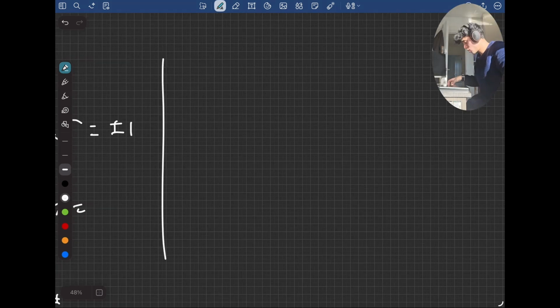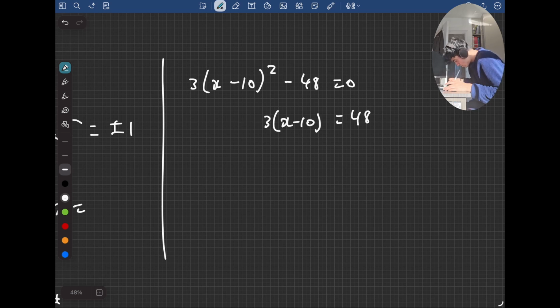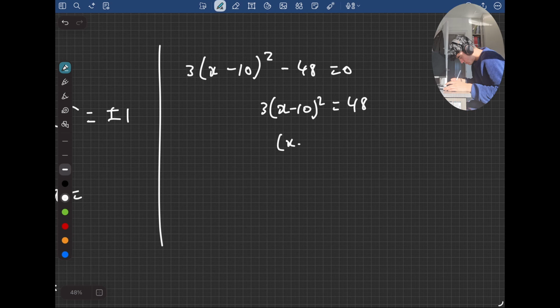One more thing I forgot to go over before. Let's use the completed square form and let's do an example with that. So let's say this is our quadratic after we've completed the square. Now we want to shift 48 to the other side. So we say this. Divide both sides by 3 and we get 16.